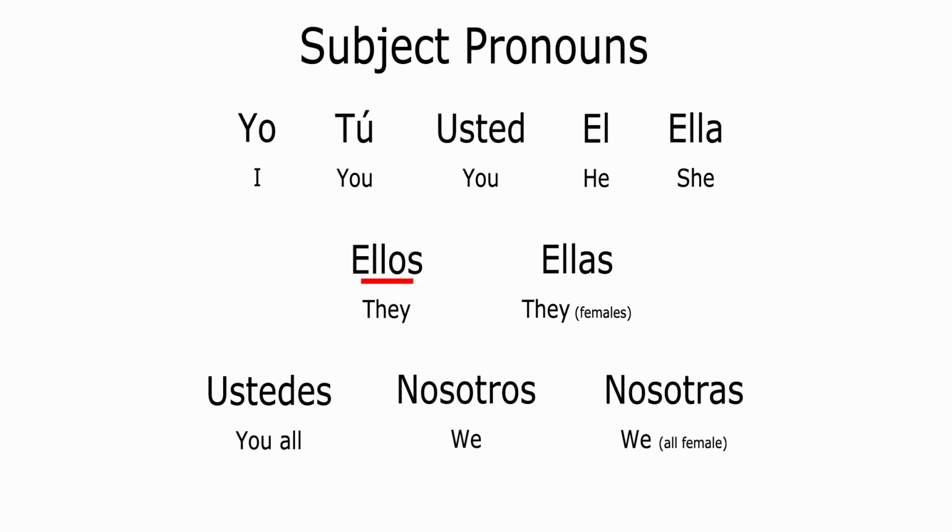Ellos means they in Spanish. You use ellos when you're talking about a group of people that include at least one male. Ellas means they, but only when you're talking about a group of women or girls.